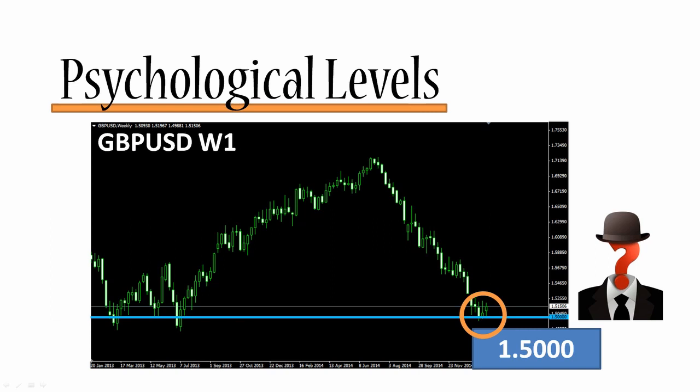And in this particular case, you can see that the psychological level is also a historical level. And that's quite common with psychological levels, because they tend to be very significant throughout history. Back in January to July 2013, the price tested this psychological level 3 times. And as you can see, it was unable to cross it, and that's when a massive impulse happened and the price went upwards and reached somewhere around 1.7 American dollars per British pound. So now it's back here at 1.5000, and everybody's waiting to see what will happen.